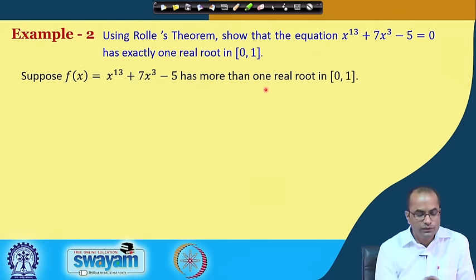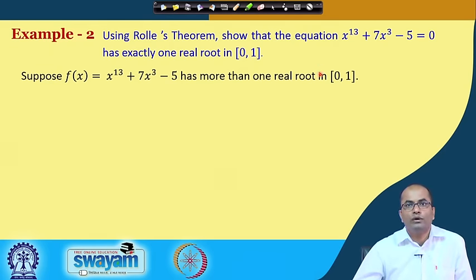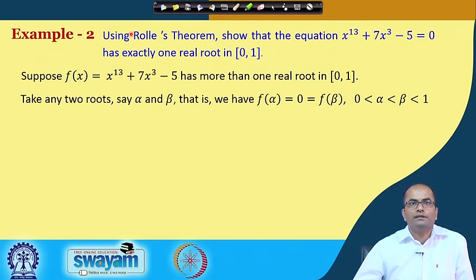So, if we move further, suppose that this function f(x), x^13 + 7x - 5, has more than one real root in [0, 1]. So, we assume that this function f(x) has more than one real root. Then we can take any two roots, let us say alpha and beta. Since alpha and beta are roots, f(alpha) will be 0 and that will also be equal to f(beta). So, the function will be 0 at alpha as well as at beta.